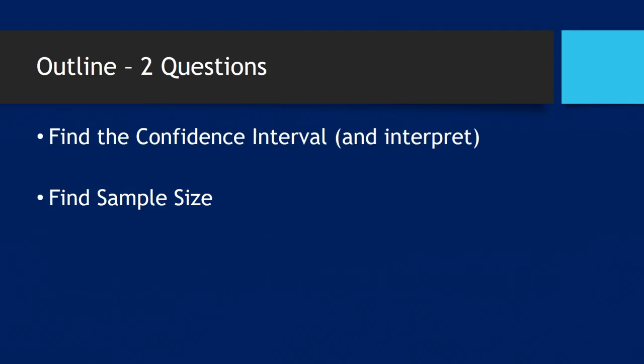Okay. Now, the good thing about this chapter is there's only two big types of questions. The first big type of question is, can we find confidence intervals? And along with that, can we find the point estimate and things like that? And can we interpret what those confidence intervals actually are telling us? So that's one big type of question. The other big type of question in this chapter is, can we find sample sizes?